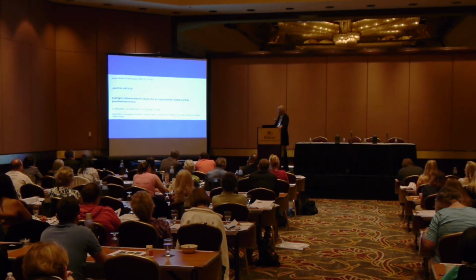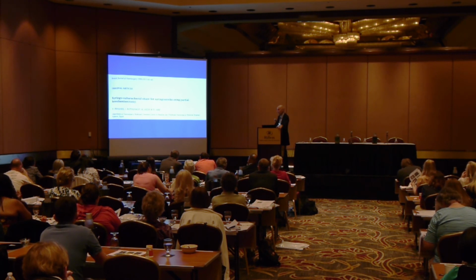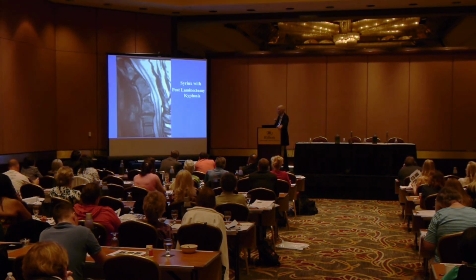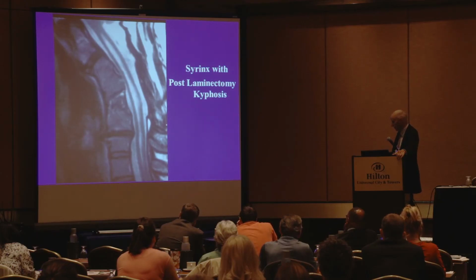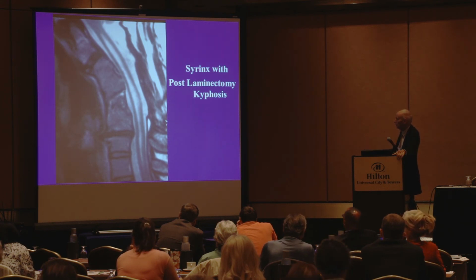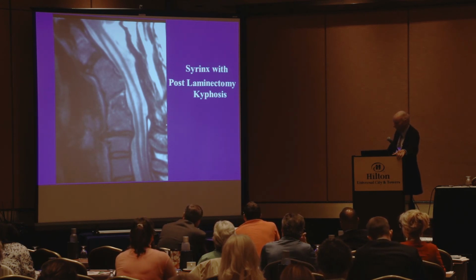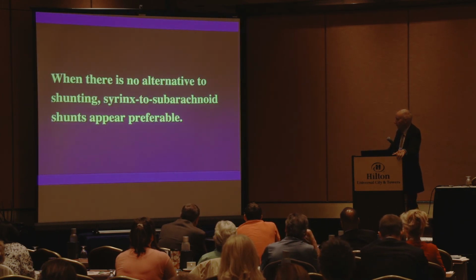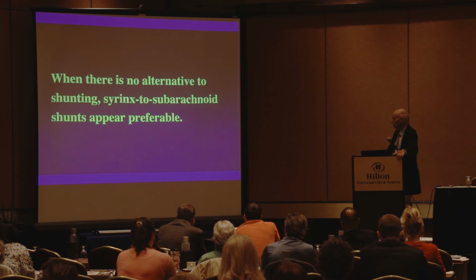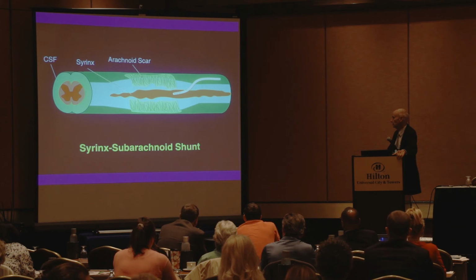And so the Japanese colleagues described using a partial hemilaminectomy and placing the distal shunt tube into the subarachnoid space provided it is open. And here is just an example to illustrate how the spine can become deformed when the back elements, the bony elements, the laminae have been removed, and so you want to limit that kind of removal. As I've already said, when there's no alternative to shunting, syrinx to subarachnoid shunts are preferable, and I won't belabor that point.